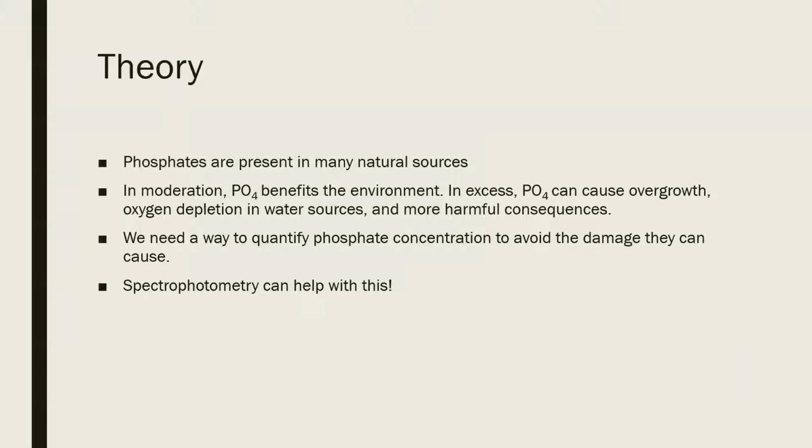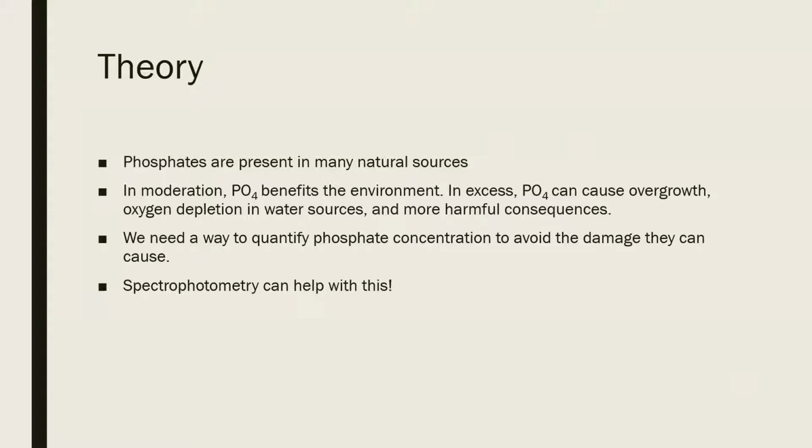Phosphates are essential nutrients and they're present in many natural sources. They stimulate growth of plankton and aquatic plants that provide food for fish. In moderation, phosphates benefit the environment, but in excess, phosphates can cause overgrowth. This overgrowth leads to oxygen depletion, and there's more harmful consequences for the aquatic life. So we need a balance.